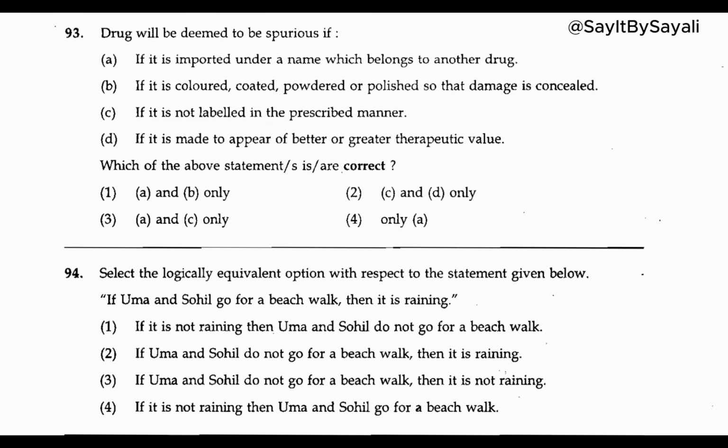Now, question number 93. The drug will be deemed to be spurious if: option A, if it is imported under the name which belongs to another drug, correct. If it is color coated or polished so that damage is concealed, correct. If it is not labeled in a prescribed manner, no. If it is made to appear of better therapeutic value, no. So the correct answer is 1, A and B only. These are the only correct statements related to the spurious drug.